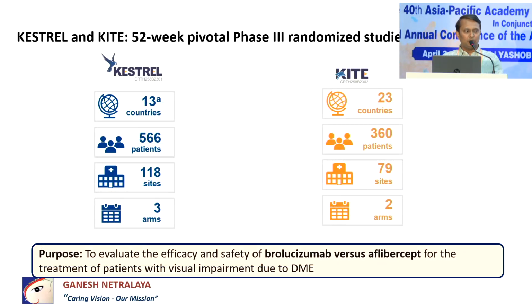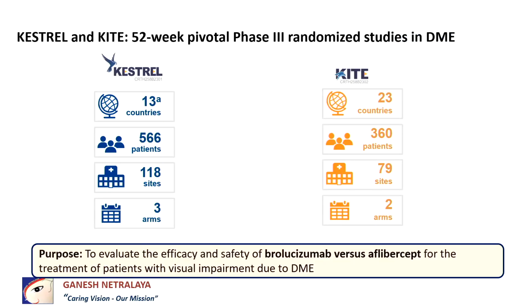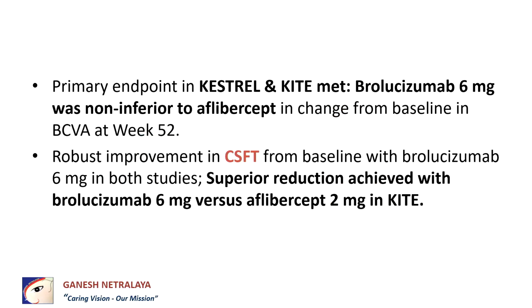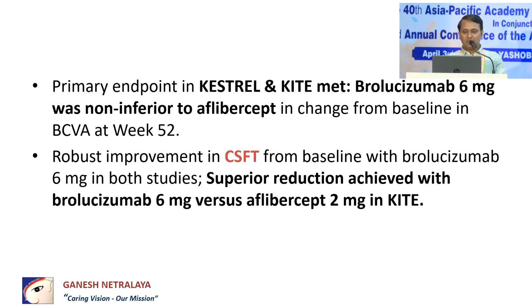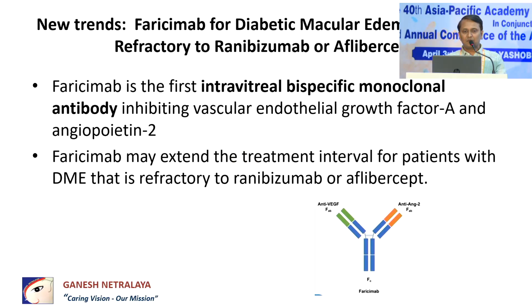So there are two important studies which have been done, like KESTREL and KITE. In them they have found that there is a superior reduction achieved with brolucizumab 6 milligram compared to aflibercept 2 milligrams. So one more molecule which we are using recently is faricimab.